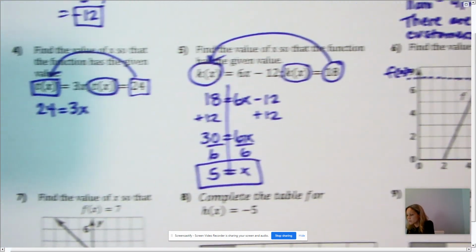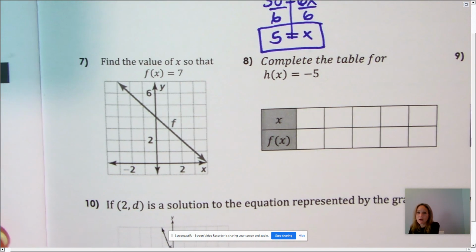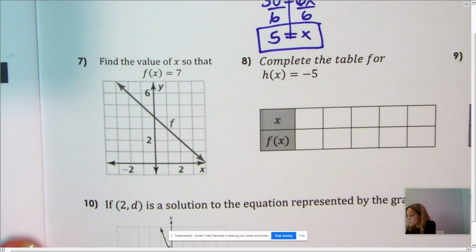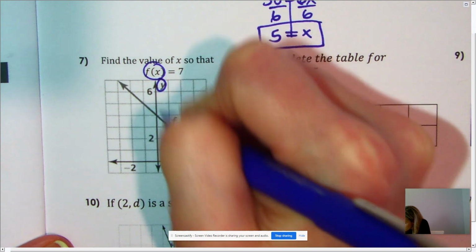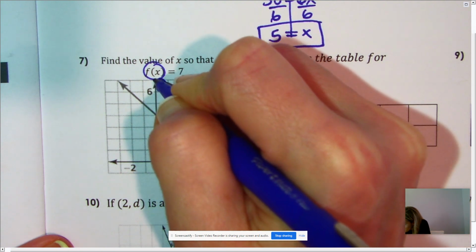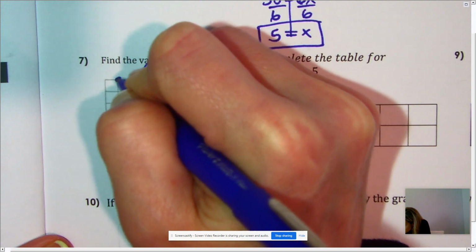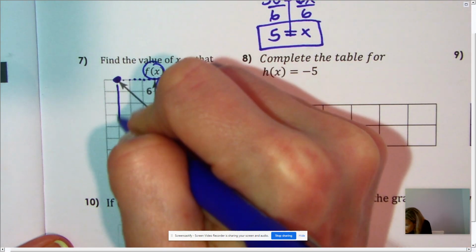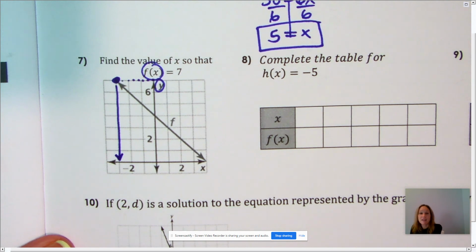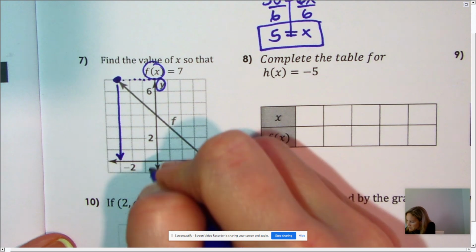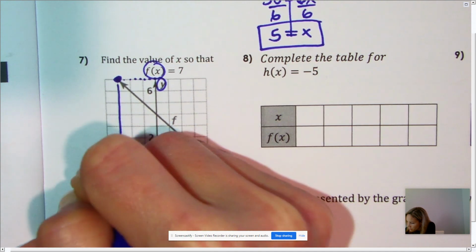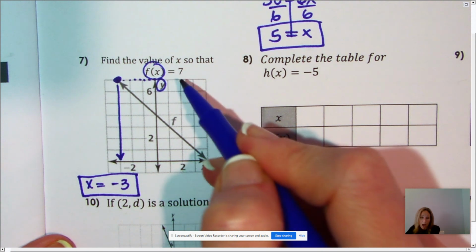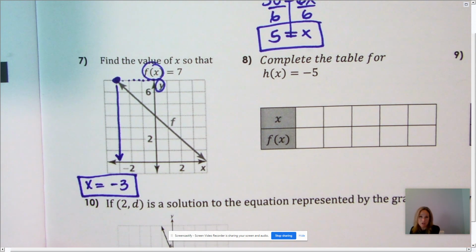Okay, so we're going to do another one of those, number 7. This one says, same thing. Find the value of x so that f of x equals 7. Okay, so the function f of x is the same thing as y. So here's 1, 2, 3, 4, 5, 6, 7. So I'm going to go over here to the function. Here's when the function's 7. And I need to find what's the value of x that gives me that value. And so this one happens to be -1, -2, -3. So x equals -3. I know the value of the function, which is the value of y. I just need to find what's the x value that makes that true.